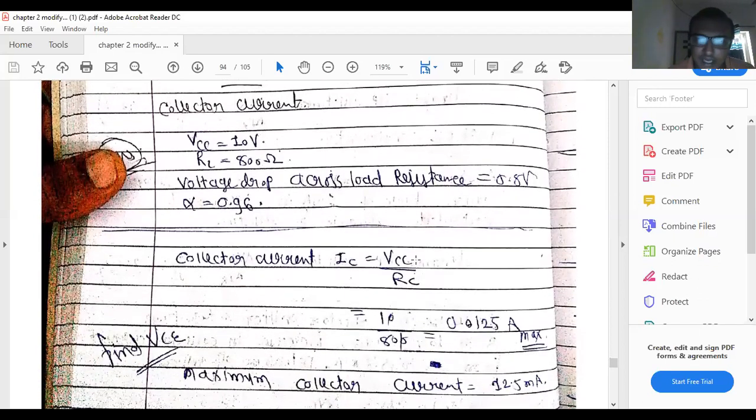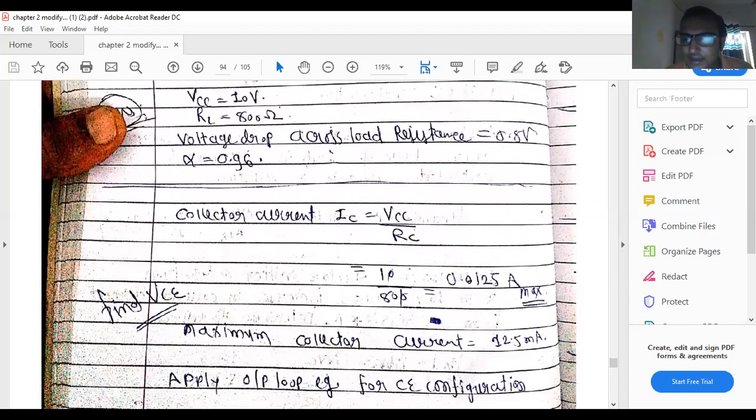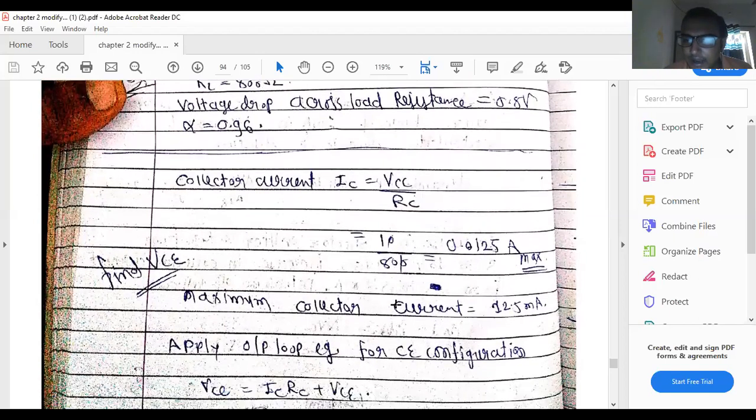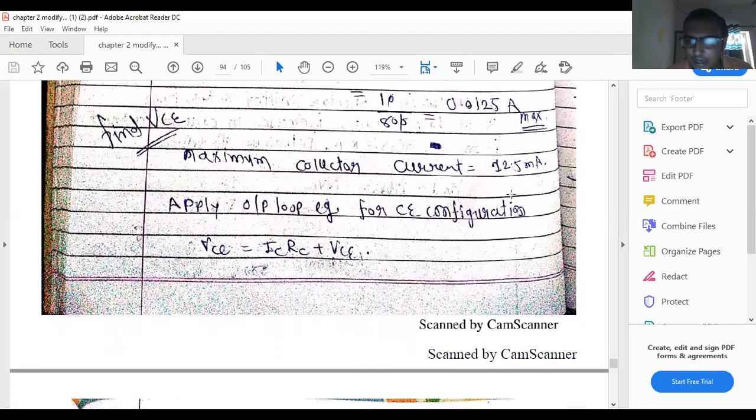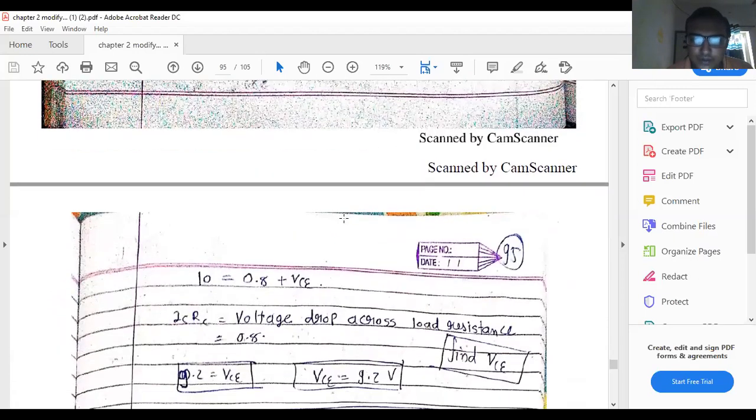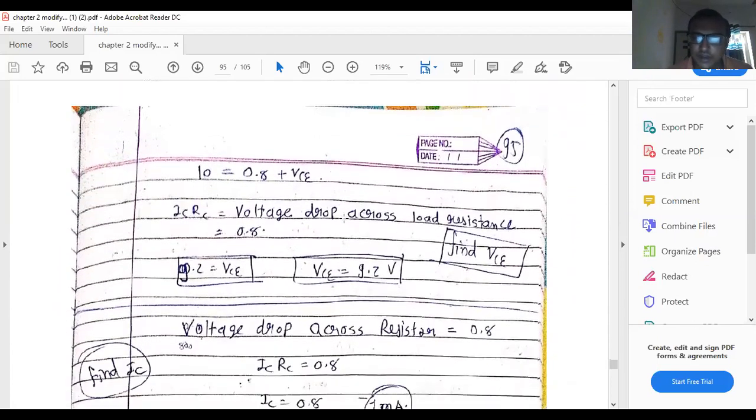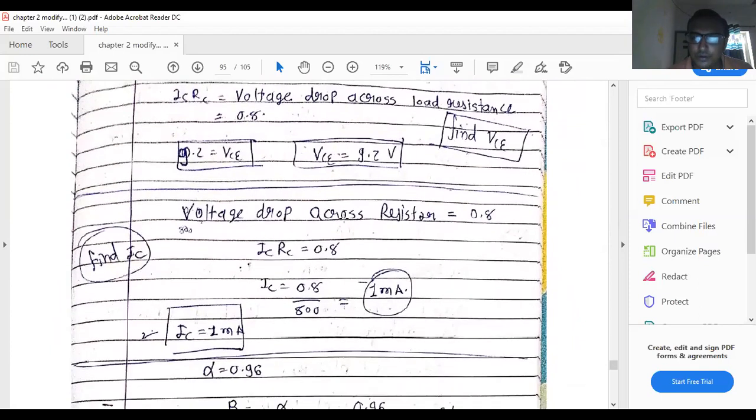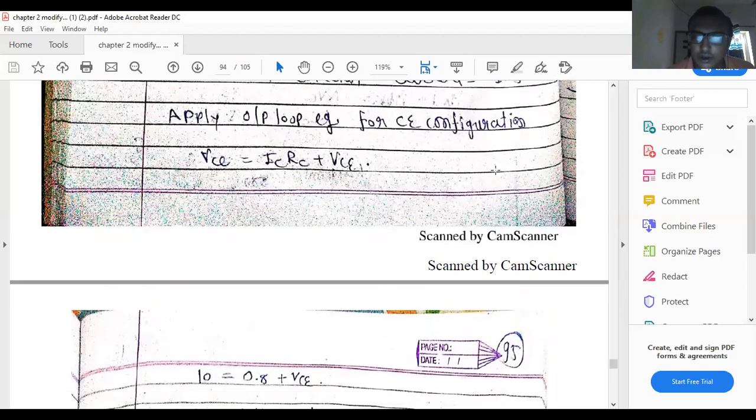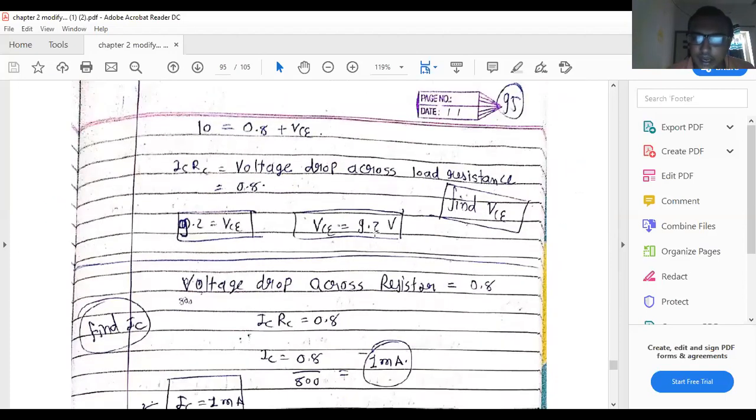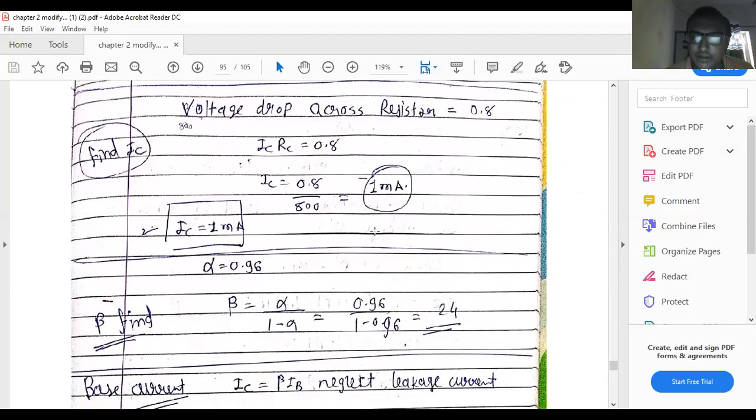So see this, IC equal to VCC by RC. So it is considered as the DC load line current, the maximum current, 10 volt divided by 800. It can be considered as the load resistor. So the maximum current is 12.5 milliampere. Now apply the output loop equation VCC equal to ICRC plus VCE. Put the value of ICRC. So we can get VCE 9.2 volt, and the voltage drop across the resistor is equal to 0.8. 10 minus 0.8 equal to 9.2. So IC equal to 1 milliampere.